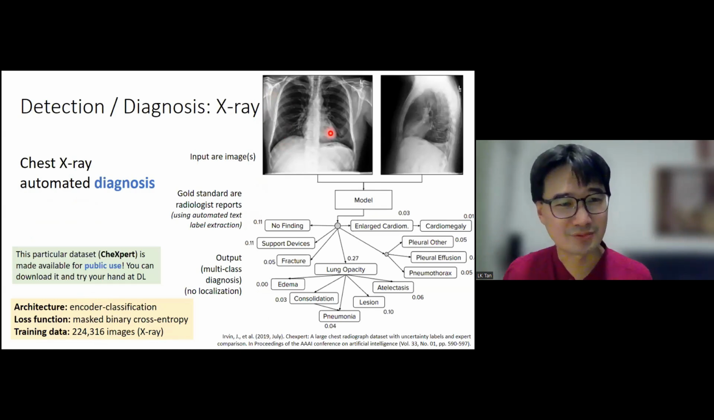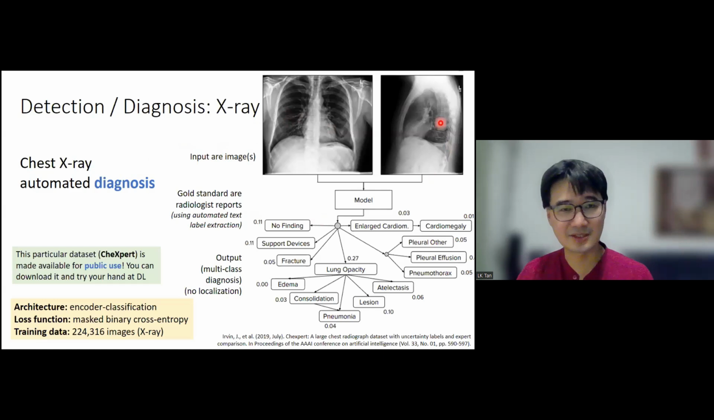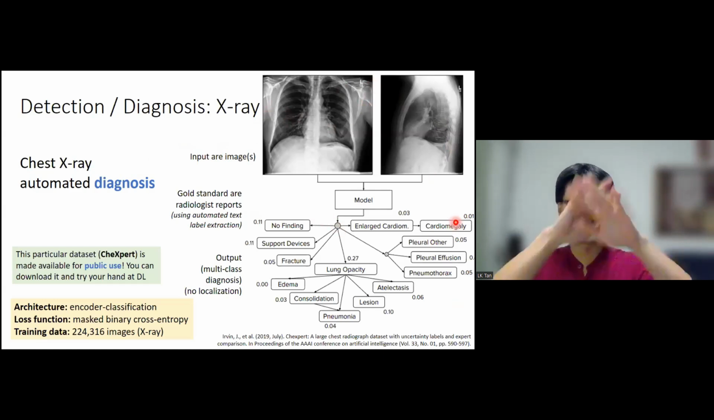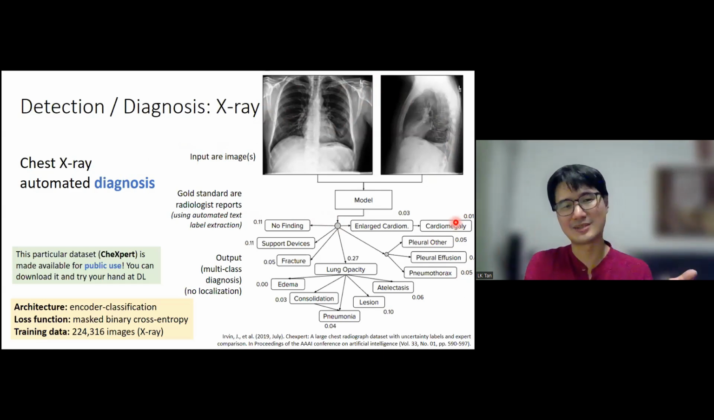And here's one famous one, detection diagnosis for chest x-rays. So automated diagnosis, chest x-ray in, diagnosis out. So there's no delineation or segmentation here. It just says, oh, detected edema, oh, detected pneumonia inside there.